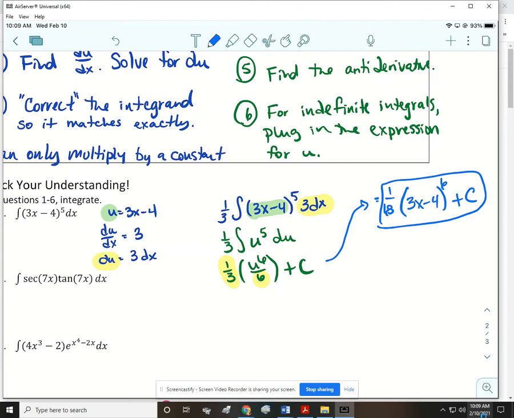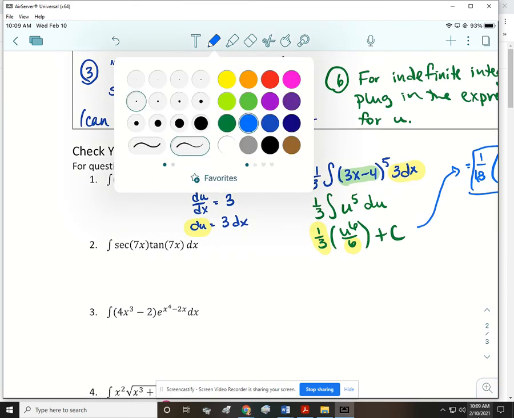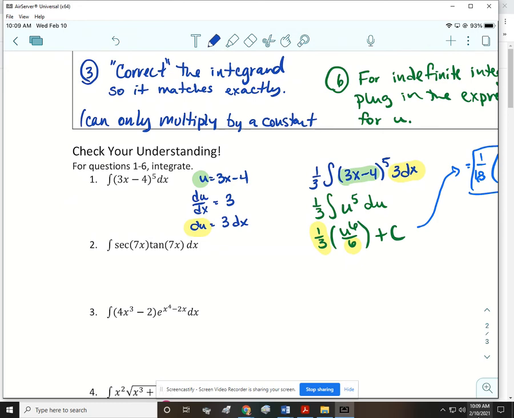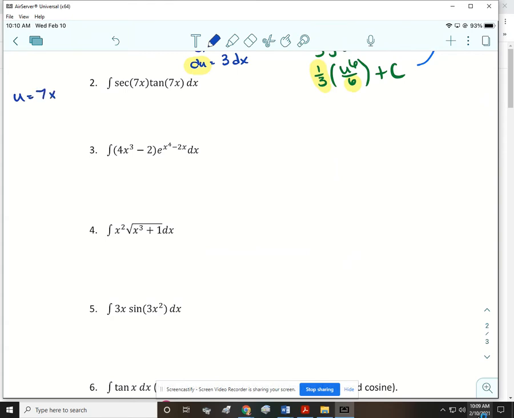All right, so let's do that with another problem. Okay, so for number 2, first we have to figure out what the inner function is, and we're going to call it u. So I'm going to move over to the side because I have big margins here. So we're going to say u is 7x. All right, then we'll find the derivative of that and solve that for du by multiplying by dx.